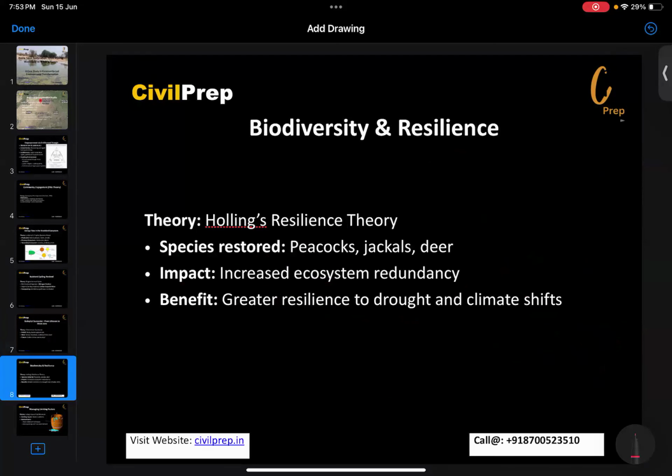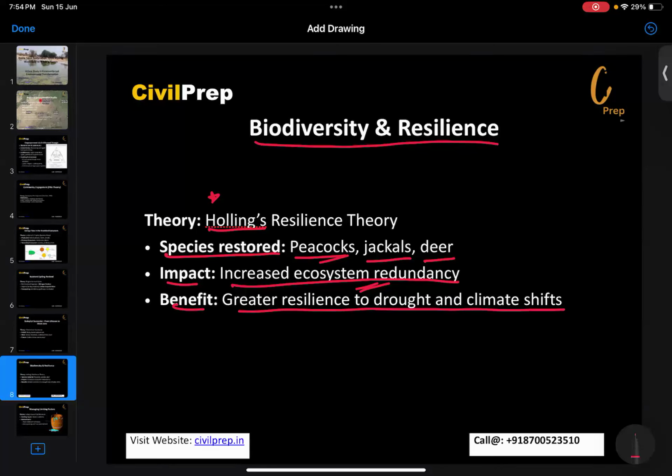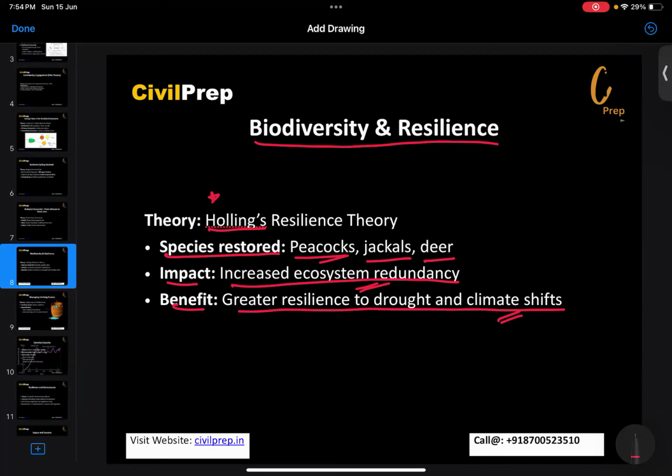Now, moving forward, there is biodiversity and the resilience part. This resilience theory is provided by Holling. You need to remember this, Holling, who provided the resilience theory. Because of the resilience, certain species that were critically endangered or endangered have been revived here. For example, peacocks, jackals, deer. The impact is increased ecosystem redundancy, and greater resilience to drought and climatic shifts is also achieved here. So this is also an important part.